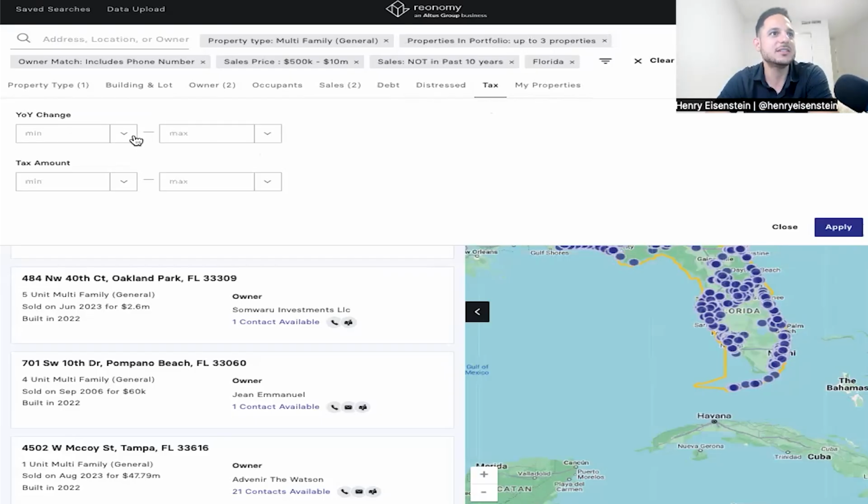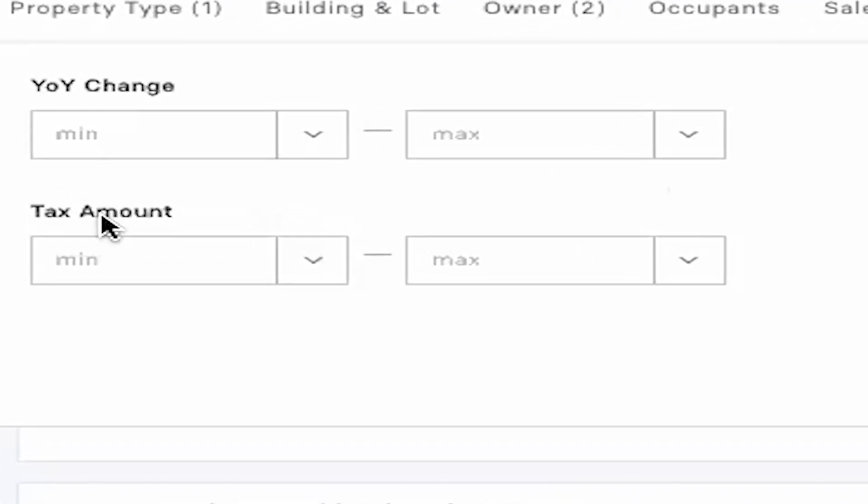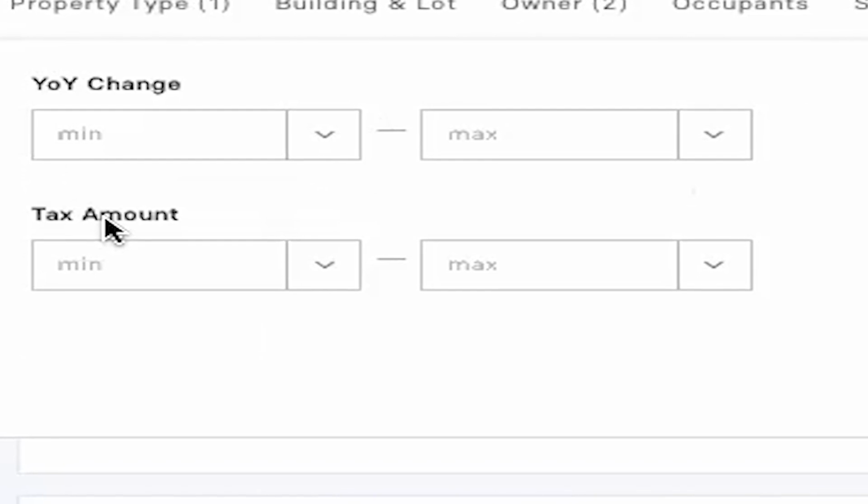Finally, tax amount. This is something that I do play around with all the time. I do talk about the taxes when I pull lead lists. So year over year change, this is in the tax amount, how much the real estate taxes have gone up. I don't touch that. What I do play around with is the tax amount. How much are the real estate taxes currently?